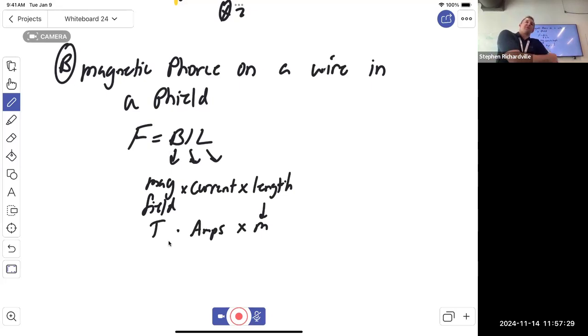So it's a little bit different in terms of, you don't have the KQ over R squared becoming KQQ over R squared. It's not like I just add in the other piece of a wire. To get from Tesla to Newton, I need a little bit more.